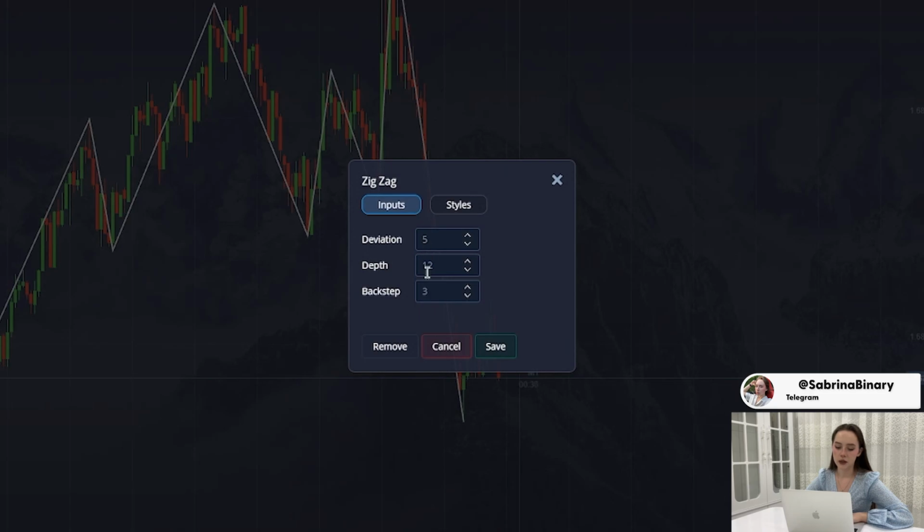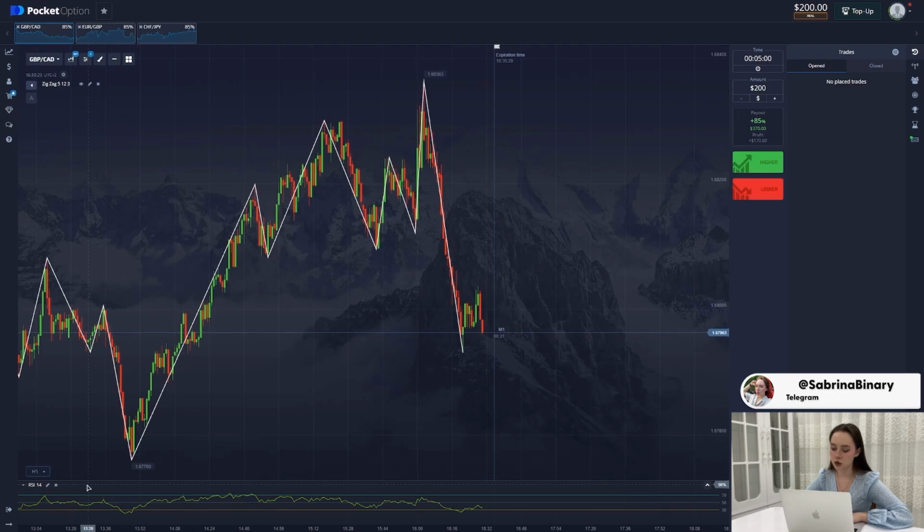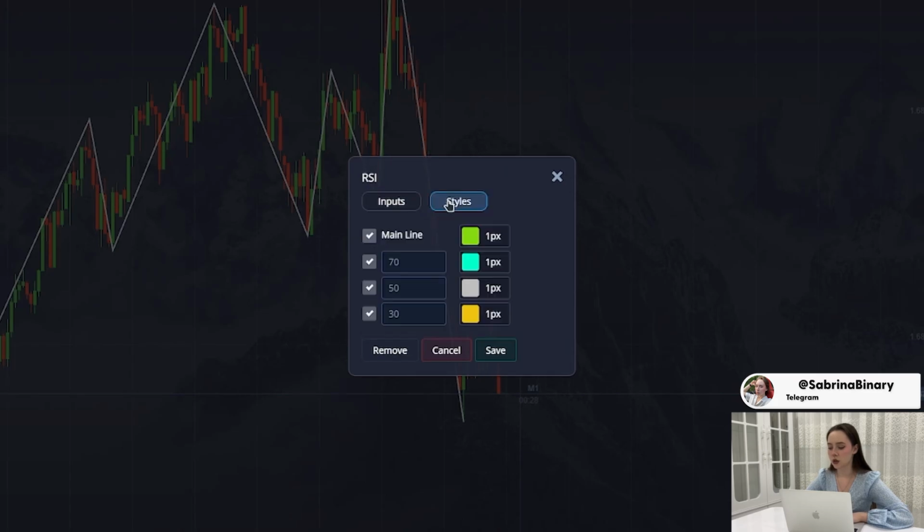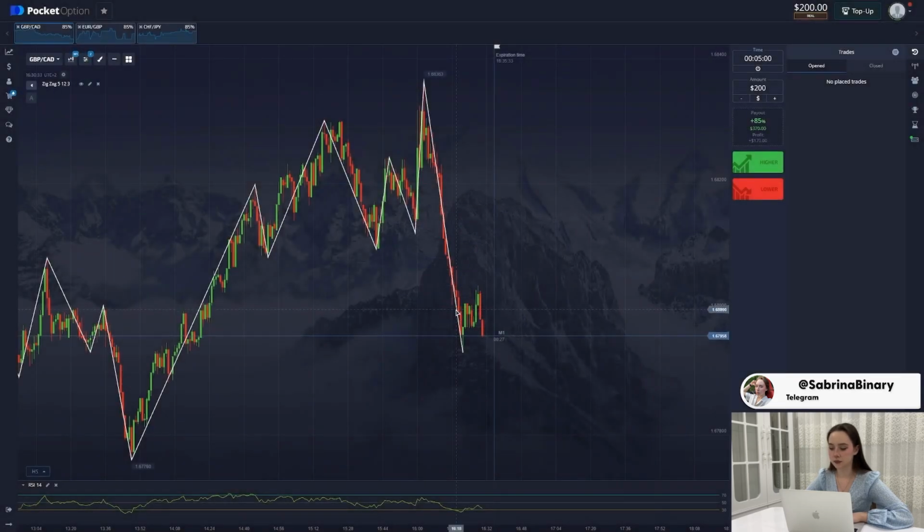5-12-3 is this one, and I have white on 2 pixels. Let's take a look at the RSI. I have a period of 14 and I didn't change the style. I use the default. Today we will open trades for the maximum possible amount.